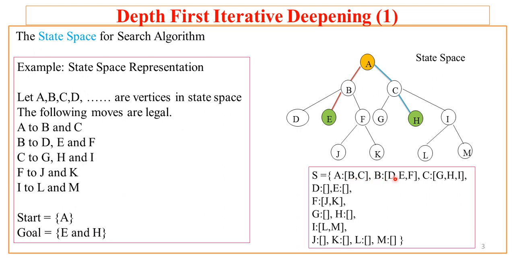Similarly for B, D, E and F are the child nodes. For C, G, H and I. For D there is no child. For E there is no child, but for F there are J and K as children. These are the two children. G no child, H no child, I has two children, L and M, and for J, K, L and M there are no child nodes. So that's why these are empty. With this understanding, we will try to apply the search algorithms.